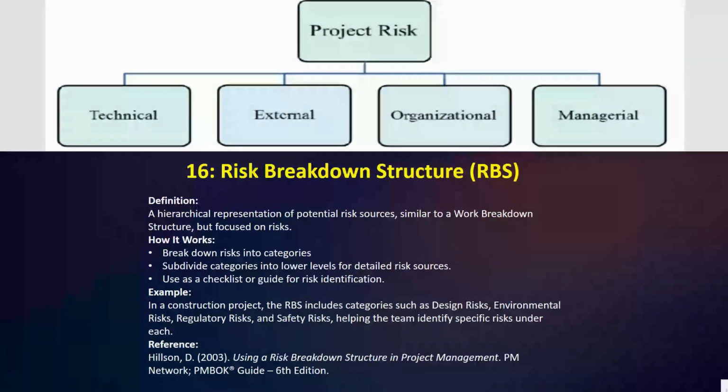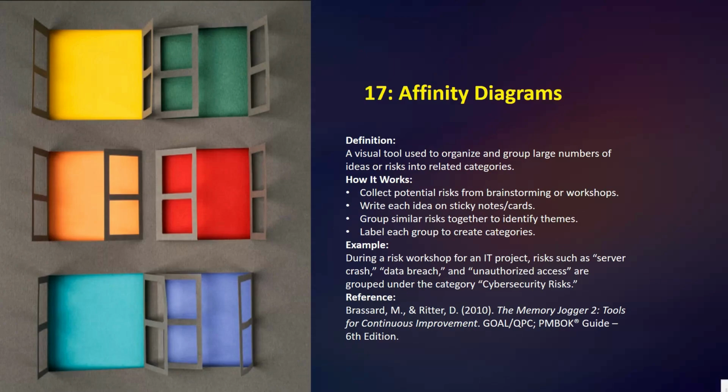Then we break them down into more specific subcategories. This ensures a systematic and comprehensive search for risk that helps you cover all the bases without missing any major area of risk. Next we have an example in a construction project. The RBS includes categories such as design risk, environmental risk, regulatory risk, and safety risk, helping the team identify specific risks under each. Next we have number 17, affinity diagram.